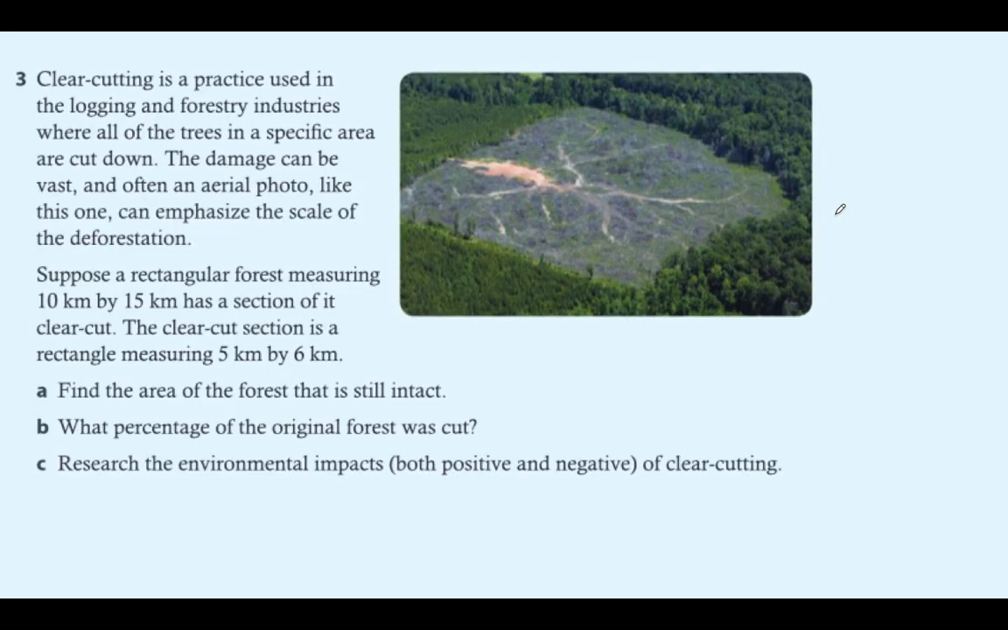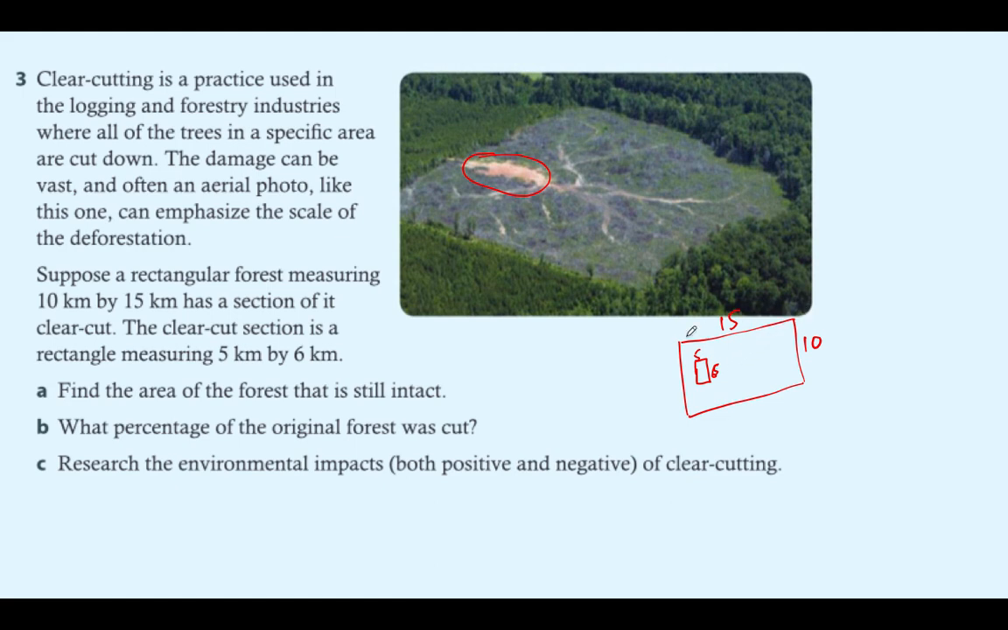Now we have the last question of this exercise. In this you can see that this is the result of deforestation, where the trees are cut and removed. So this is the aerial photo of that. This is the information written there. The question says, suppose a rectangular forest measuring 10 by 15 kilometers has a section of it clear cut. The clear cut section is a rectangle measuring 6 by 5. Find the area of the forest that is still intact.